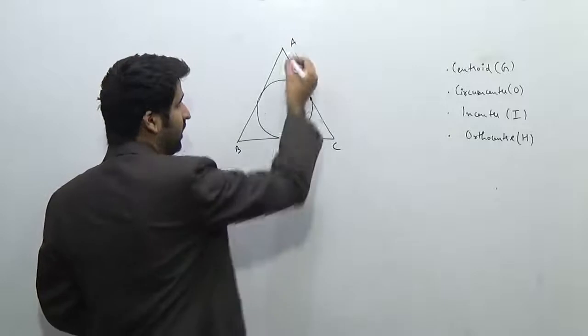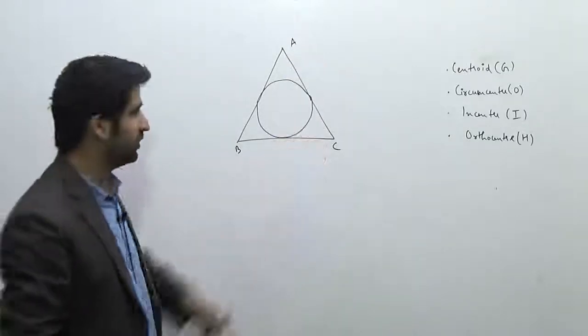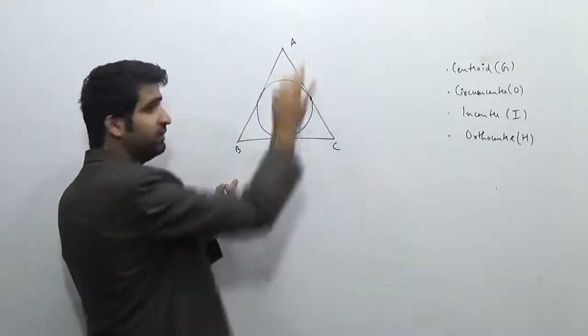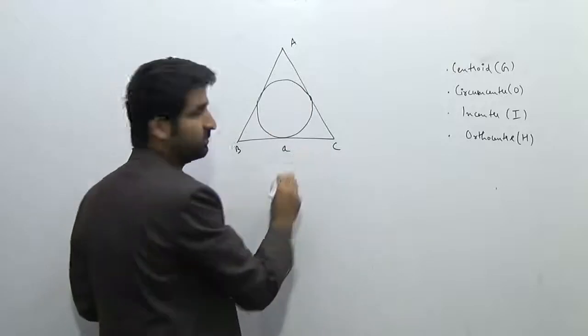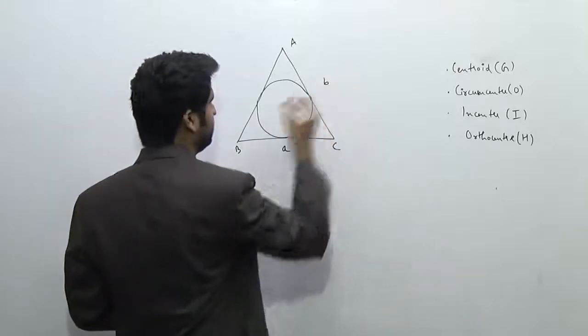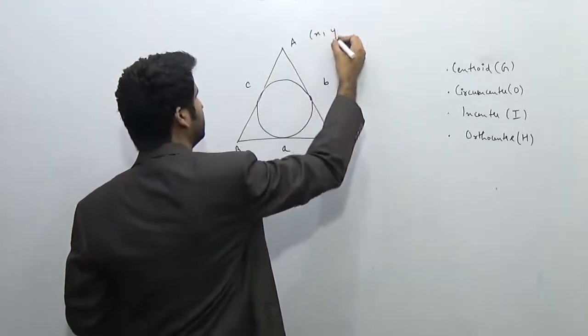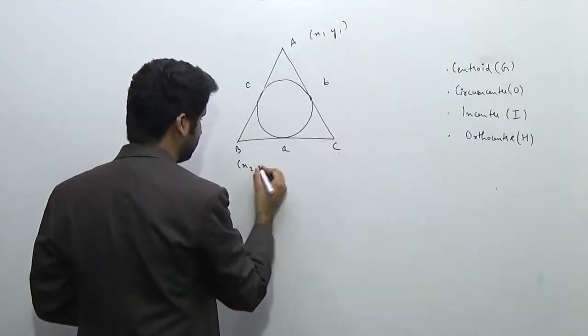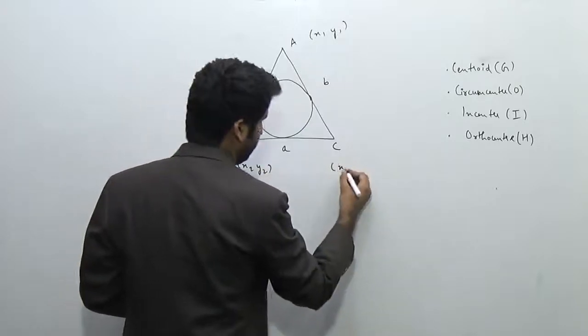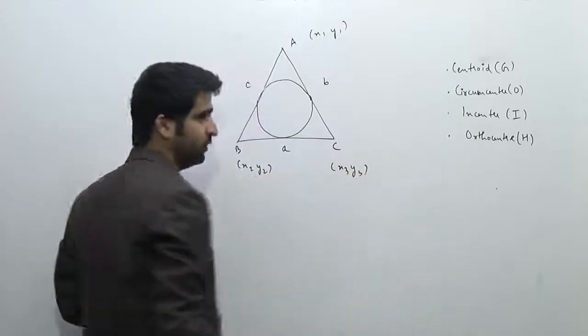We must have studied in our lower classes that the side opposite to the vertex A can be denoted as small a. This can be denoted by small b, and this by small c. These coordinates remain the same: x1, y1, x2, y2, and x3, y3.